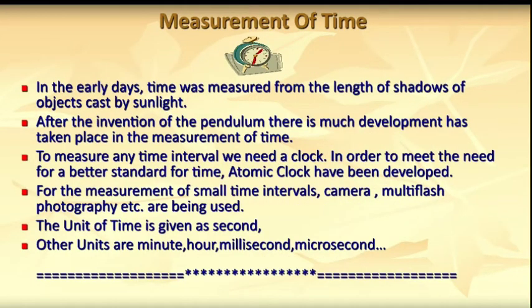Now let us take another measurement, that of time. In the early days, time was measured from the length of the shadows of objects cast by sunlight. After the invention of the pendulum, much development has taken place in the measurement of time. To measure any time interval, we need a simple clock. In order to meet the need for a better standard for time, atomic clocks have been developed.